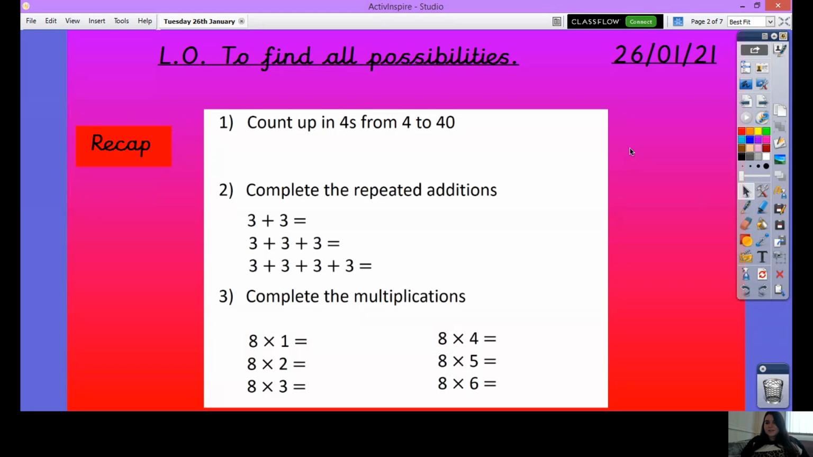We're carrying on with our division work today. However, I said yesterday it was a bit more problem solving, and it is. So this is one of my favourite ways of problem solving. I'm hoping you'll really enjoy today's lesson. Your LO is to find all possibilities.